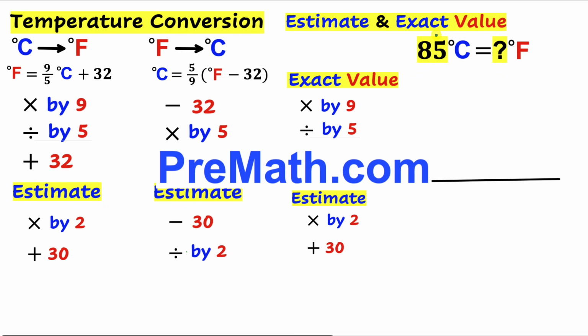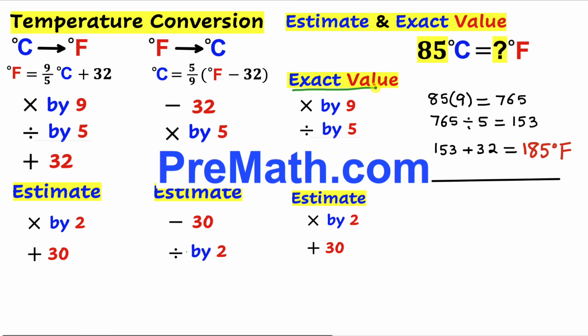And here's our final example. We are going to convert 85 degrees Celsius to degrees Fahrenheit. And now we are going to calculate the exact value. First, I multiplied 85 with 9. We got 765. 765 divided by 5 gives us 153. And finally, we have added 32 to it. And we ended up with 185 degrees Fahrenheit. Let's make an observation. 85 degrees Celsius equals 185 degrees Fahrenheit.